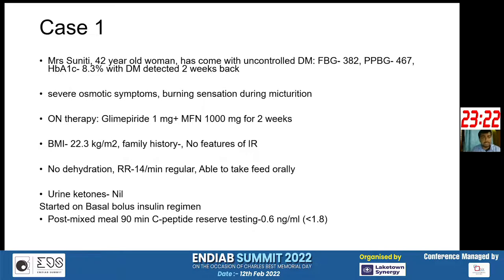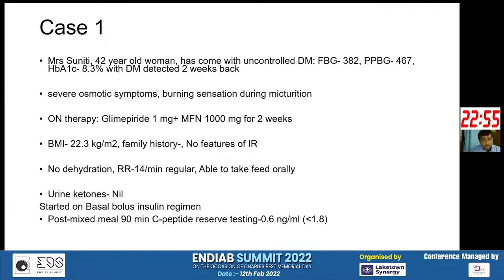So the first case, Ms. Suniti, a 42-year-old woman, has come with uncontrolled diabetes, fasting 382, PP 467, HbA1c 8.3%. Diabetes was detected 2 weeks back. She complains of severe osmotic symptoms, burning sensation during micturition. And she was started on glimepiride 1 milligram and metformin 1,000 milligram by primary care physicians.